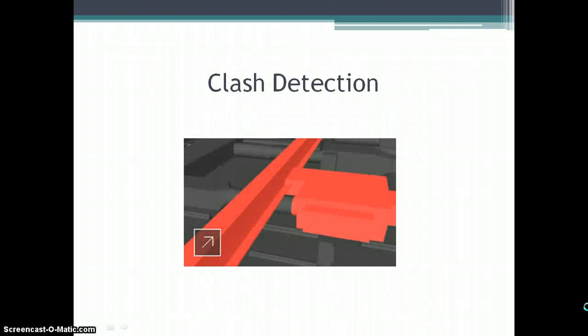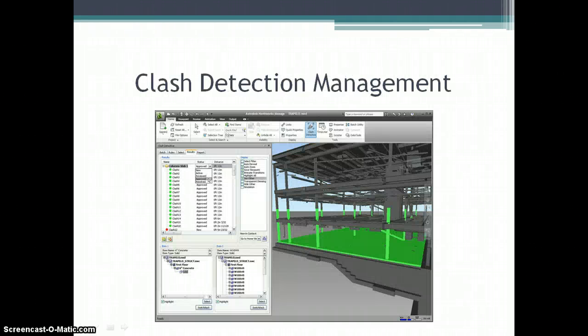Coordination. Use clash detection to avoid potential problems before they arise. Clash detection management allows you to communicate issues to the entire project team.